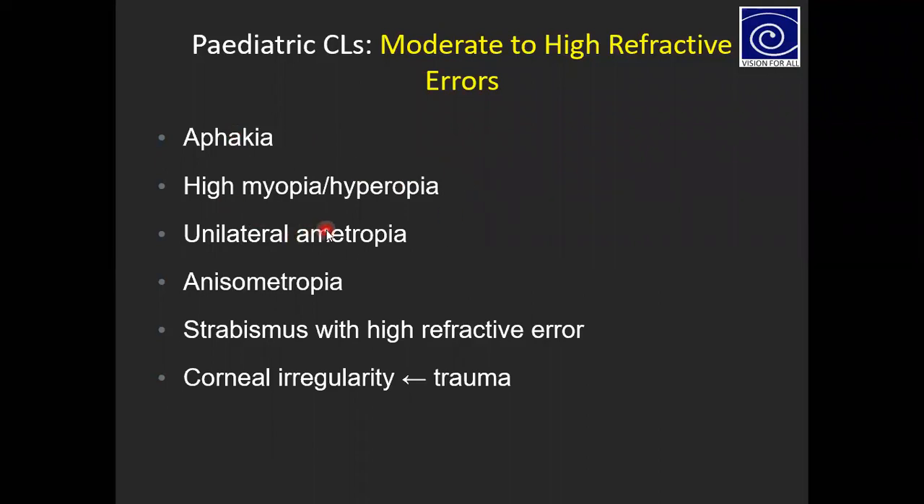Then any high refractive error, that could be myopia and hyperopia, is where we can also think about discussing contact lenses with the parents of the child. And then any unilateral ametropia and anisometropia, and if there is a squint with very high refractive error and corneal irregularity. There is no choice in corneal irregularity because the vision would not be better with glasses. So there also the child has to use contact lenses, especially RGP lenses.